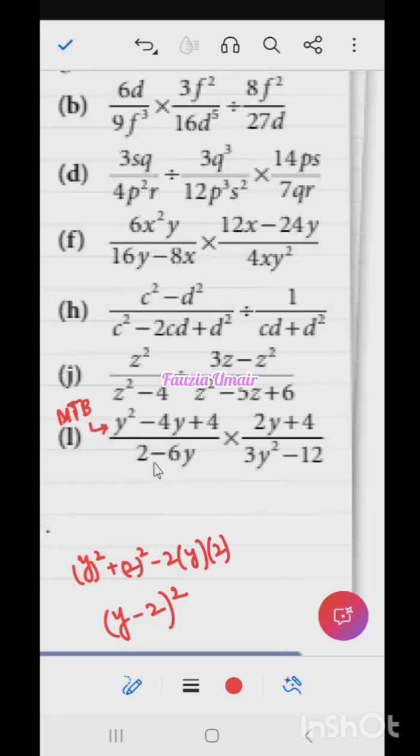अच्छा, what to do in this denominator 2 minus 6y में क्या करेंगे? तो क्या करेंगे? Taking the common out, right? We need to take the common out. Now what about this side, 2y plus 4? This is also taking the common out, okay?